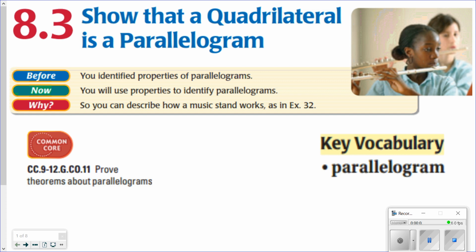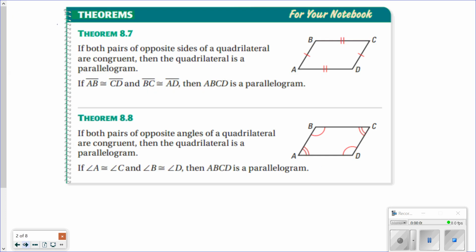Hi everyone, today we are going to start 8.3, which is show that a quadrilateral is a parallelogram. First, we're going to start off with some theorems. Theorem 8.7. If both pairs of opposite sides of a quadrilateral are congruent, then the quadrilateral is a parallelogram.